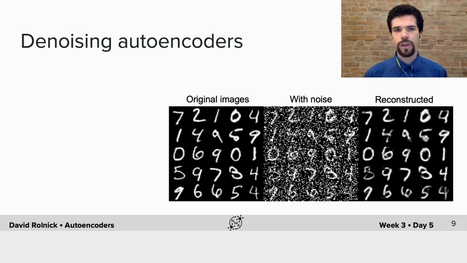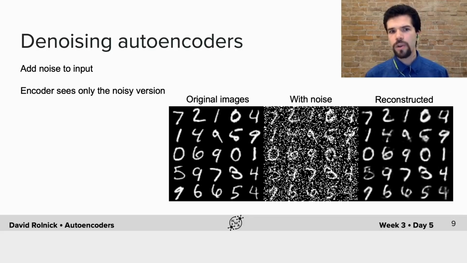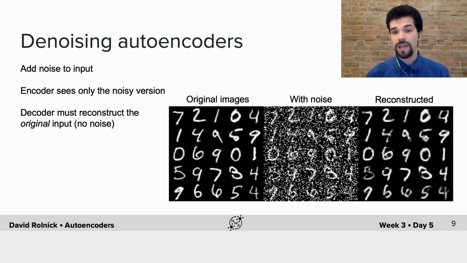Another variation on autoencoders are denoising autoencoders. I think these are really cool. The idea here is that you add noise to the input. Then the encoder is going to encode the noisy version of the input. And the decoder is going to try to reconstruct the original input without any noise. So in some sense, this is a harder task. You have the original images, you've added noise to them, you've encoded the noisy images, and then you're trying to reconstruct not just what went into the encoder, you're trying to get rid of the noise as well. So why would you do this?